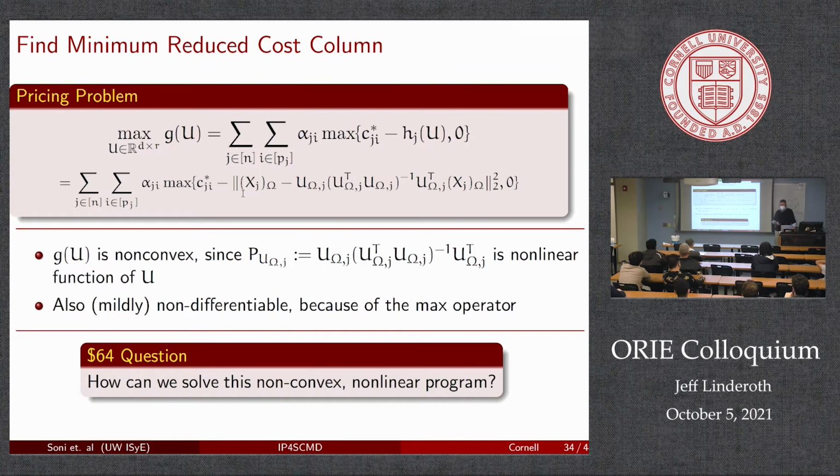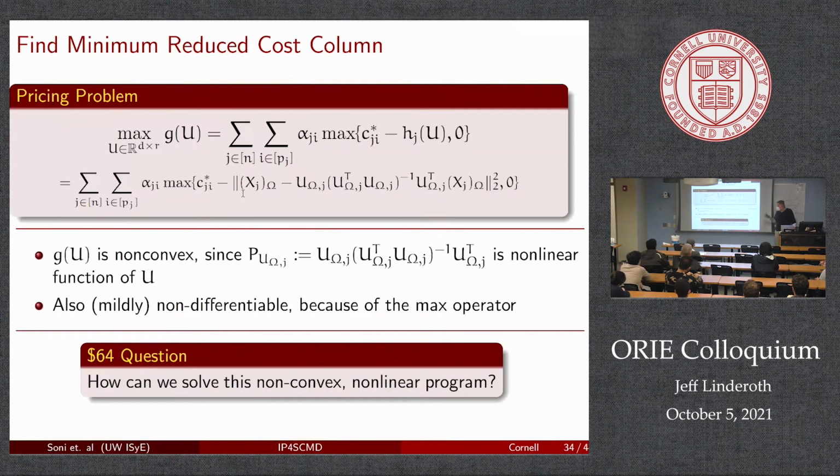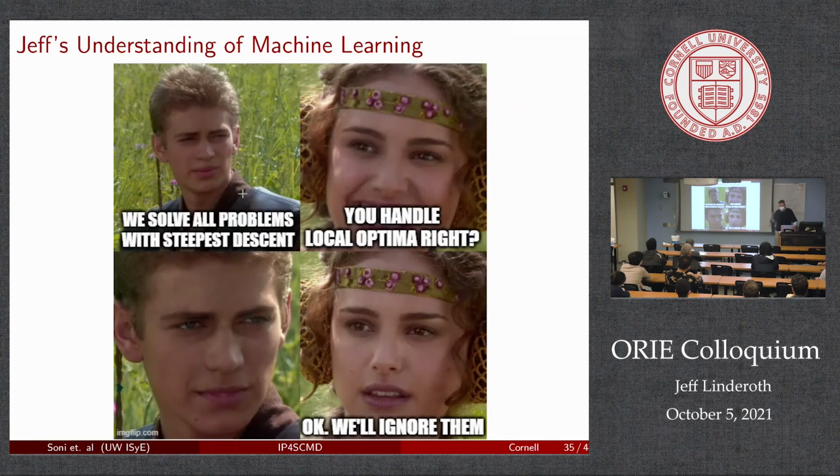So like I said, I'm kind of new to the machine learning community. One thing I've learned, or understand about machine learning, at least it seems, is that from what I know, every problem in machine learning is just solved with steepest descent, and I took that to heart. So how are we going to solve this complicated non-convex nonlinear program? We are going to solve it via steepest descent.